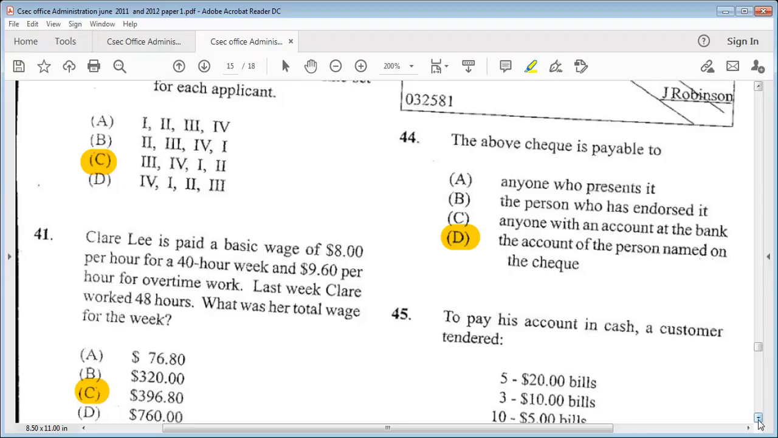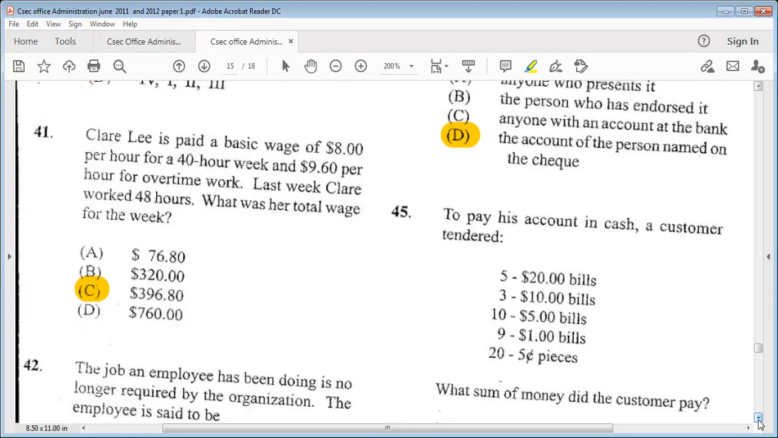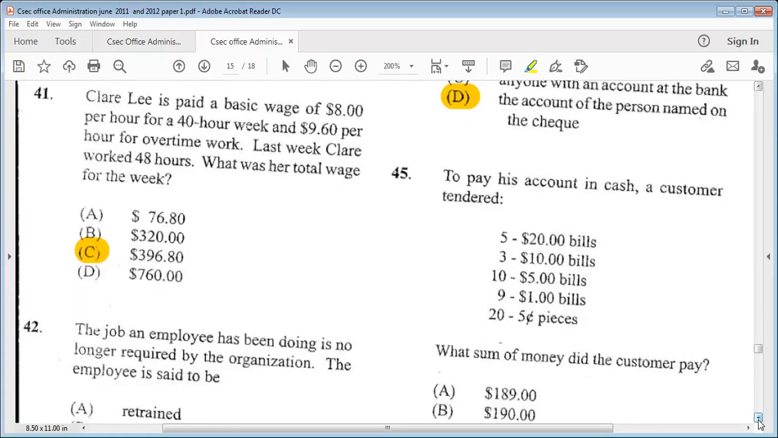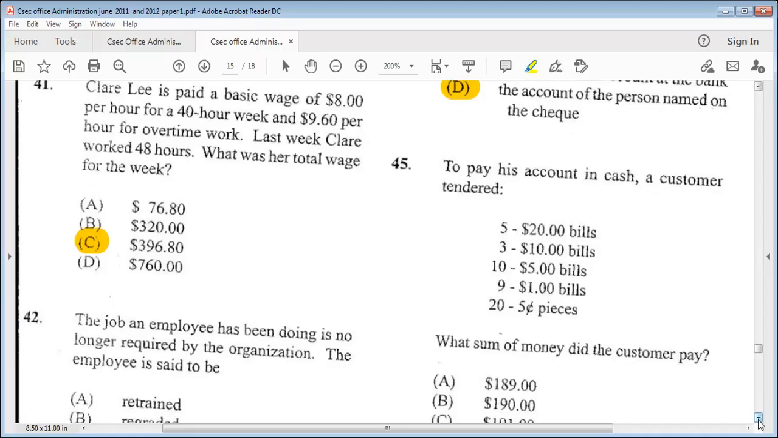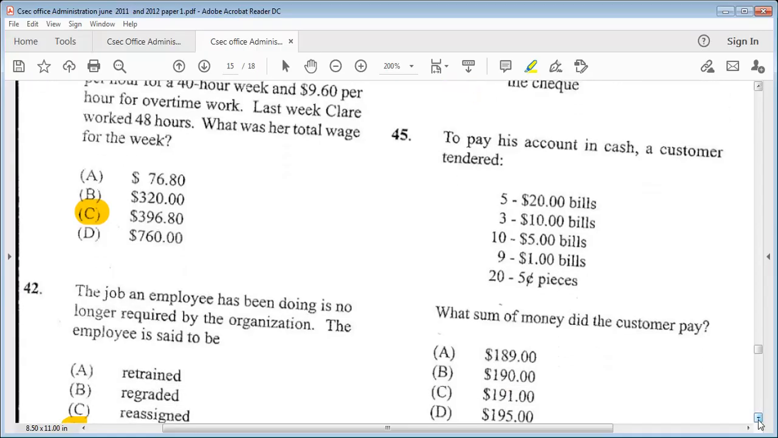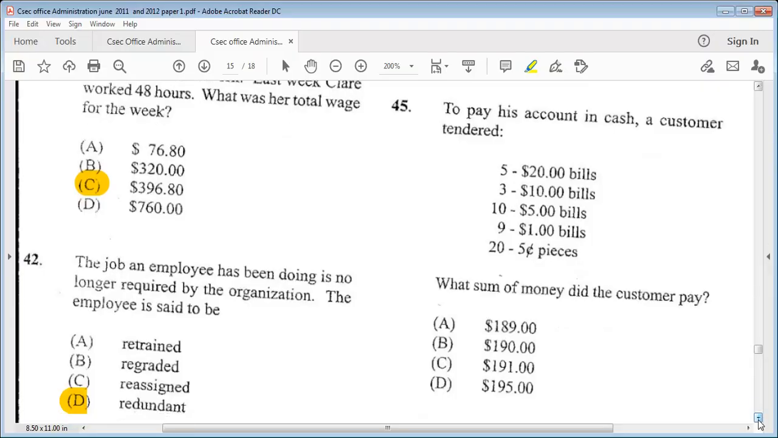Let's go to 45. To pay his account in cash, a customer tendered five $20 bills, three $10 bills, 10 $5 bills, nine $1 bills, and 25-cent pieces. What sum of money did the customer pay? A, $189, B, $190, C, $191, or D, $195. Now this is another repeat question again. We know it is B, $190. Why do we say that?